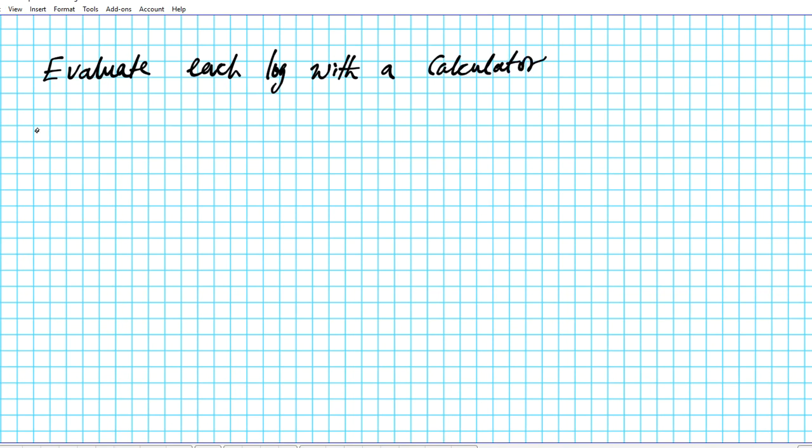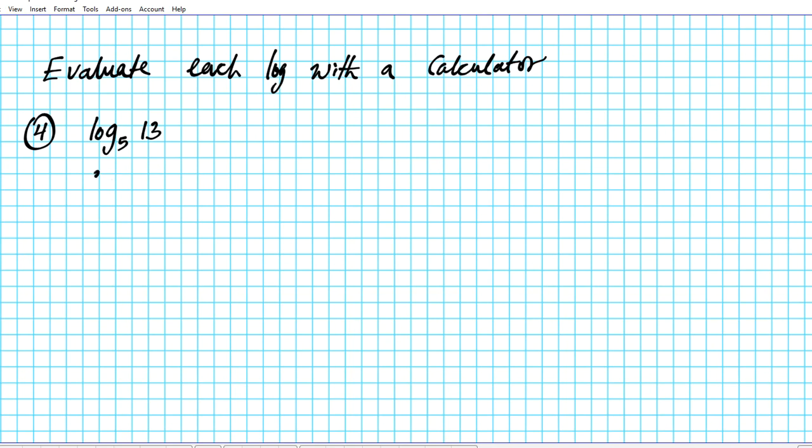Alright, for the next set of problems, we're going to evaluate the logs using our calculator. Alright, so evaluate each log with a calculator. So, number 4, let's say we have log base 5 of 13.